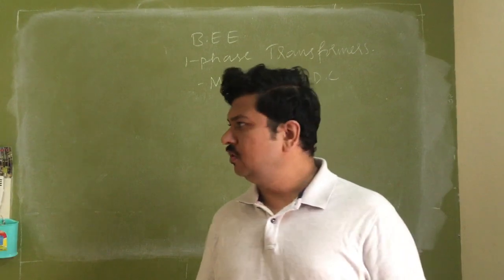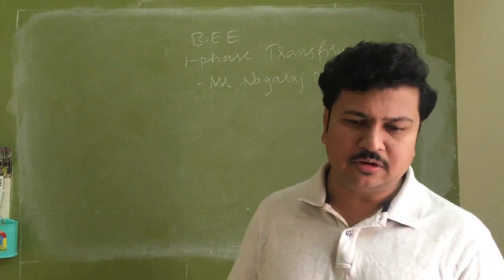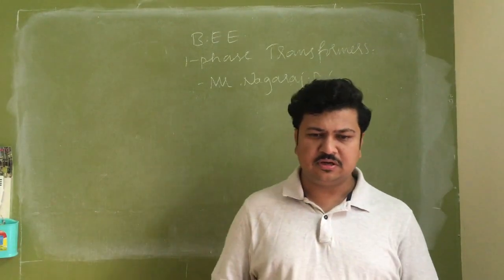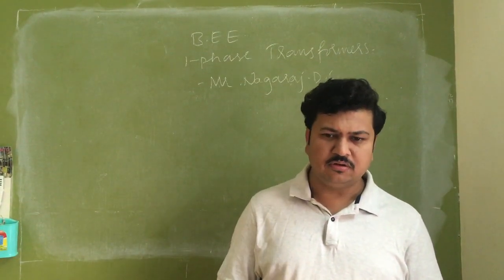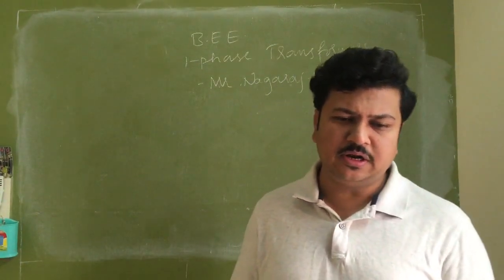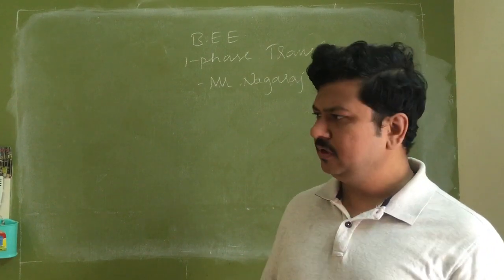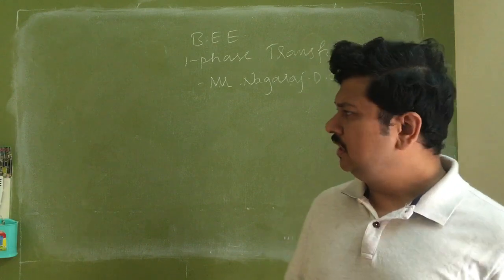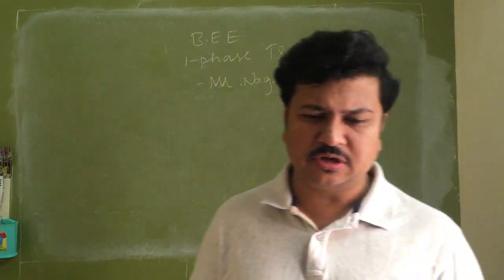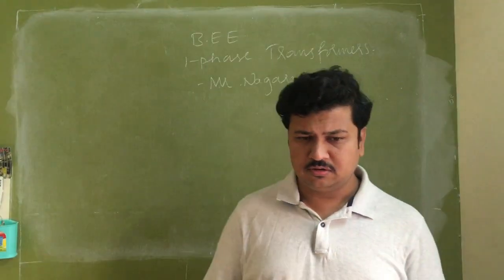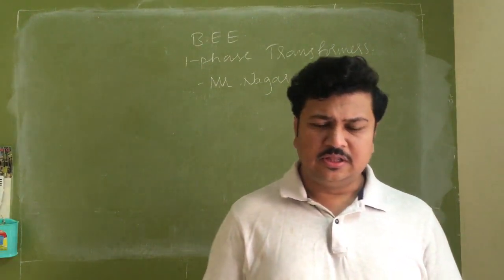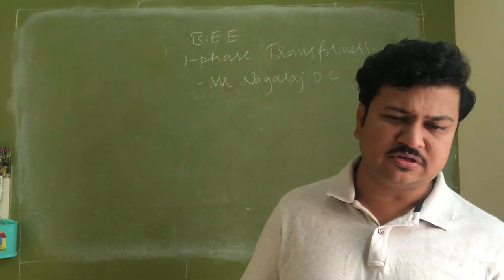Only the core losses will exist at no load condition, and these core losses will have the same value even when the transformer is loaded at its full load or partial load condition. So the iron losses, or core losses, or magnetic losses, are the constant losses of the transformer, whereas the copper losses are the variable losses of the transformer.